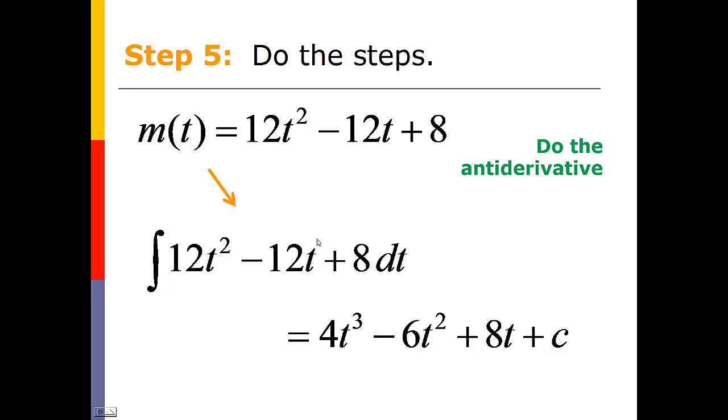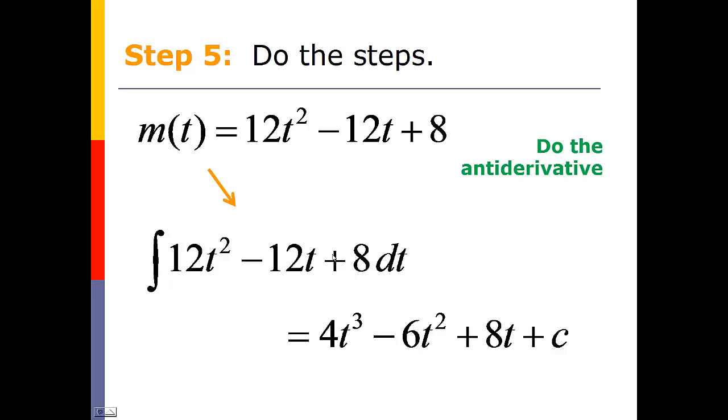I got T to the first power. I add 1, make 2. Divide by that new power, divide by 2. That's where the 6 is coming from. And when an 8 is a constant by itself, you can think of it as T to the 0 if you want to. So when you add 1 to the power, that makes it T to the first. And then when you divide by 1, it doesn't change it.